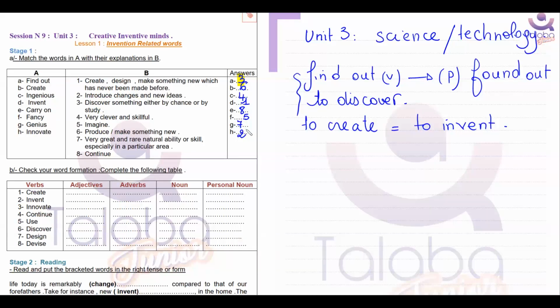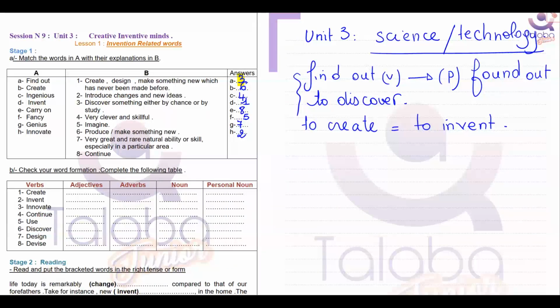So find out, it means to discover. Create and invent, they have the same meaning, which means create something, design something, you make something new. Next, you have fancy, imagine. You have ingenious and genius. They have nearly the same meaning. You speak about someone who is extremely intelligent, someone who has rare natural ability or skill. So these words are related to the theme of science and technology, which is unit number 3.